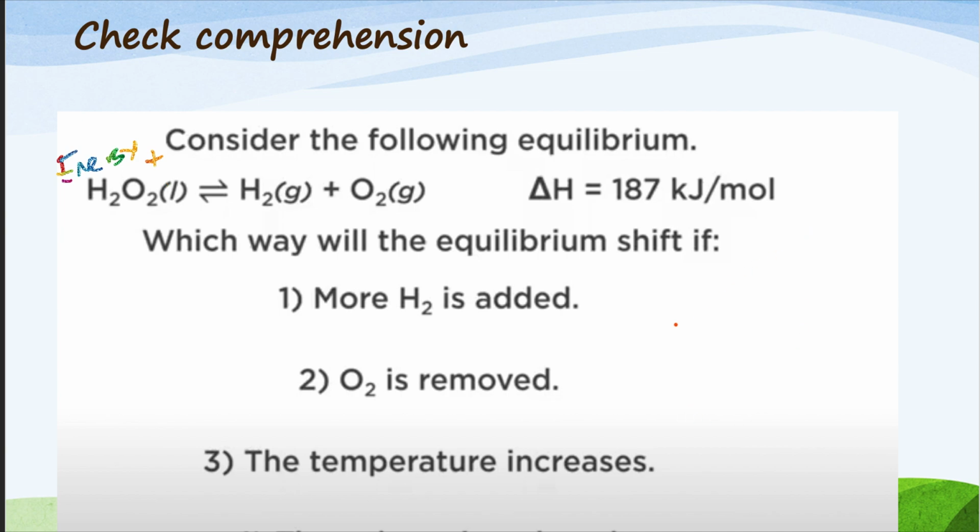So it says, which way will the equilibrium shift if we add hydrogen? If we add hydrogen, it's going to go away from it, so it's going to go to the left. If we remove oxygen, it's going to go towards it, right? So it's going to the right. And if we increase temperature, the heat energy is on the left side, so it's going to go away from it. So it's going to go to the right.